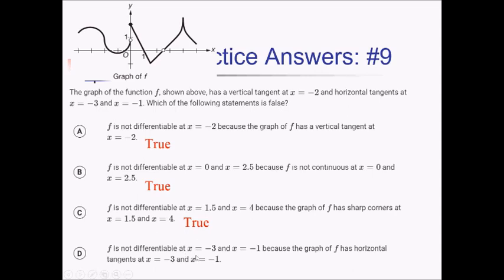So that means choice D has got to be the answer, but just looking at it, f is not differentiable at -3 and -1 because we have horizontal tangents there. Well, not differentiable means you can't take the derivative. But if you look at those spots, the tangent line to those spots is going to be 0. That's a horizontal tangent line. So that means that f prime would have a value, would be 0, which means that we are differentiable at horizontal tangents. So this is a false statement, and it's the one we need to choose then, choice D.